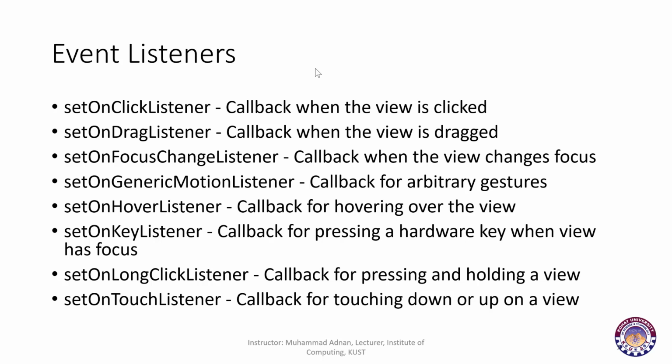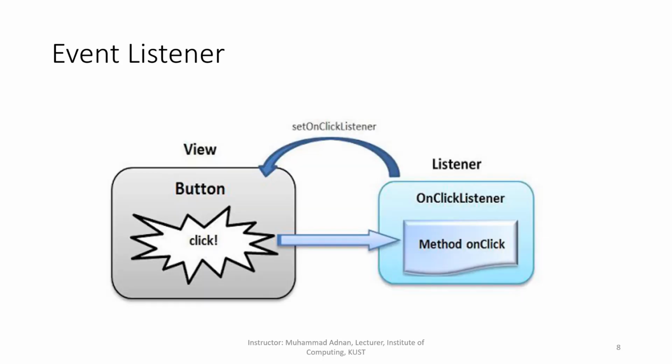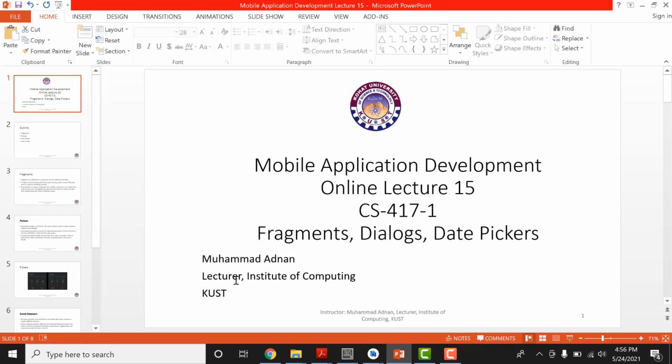Listeners are just methods. They are registered to some event, and when that event happens, these methods are executed. Here is a simple example. You have a view, a button. When you click the button, the on click listener callback method is executed. So the method on click is executed, but first you also have to register set on click listener with this button. We are going to see all these options practically.